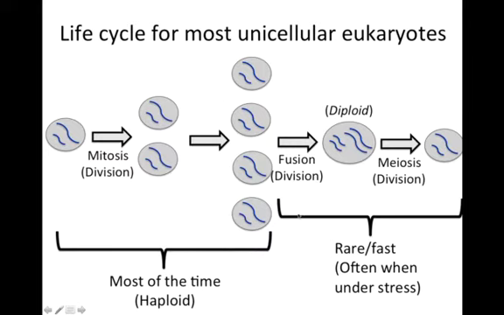And in fact, this process, which is fusion and meiosis, this is the rare thing, right? In fact, many lineages will undergo mitosis for many, many cell divisions, and will only undergo meiosis, for instance, when they're put under stress. So here is our cycle. If these organisms spend most of their time haploid, then we need some way to get them back to being haploid.